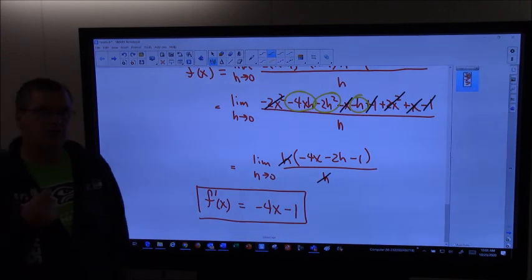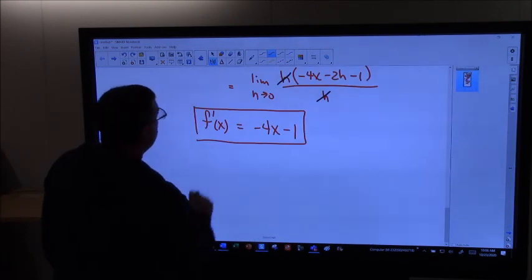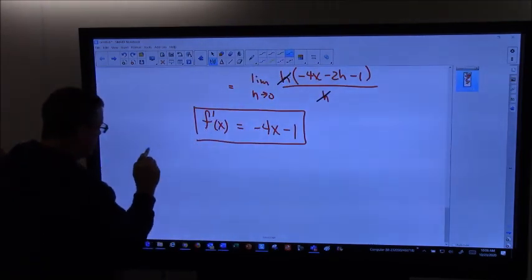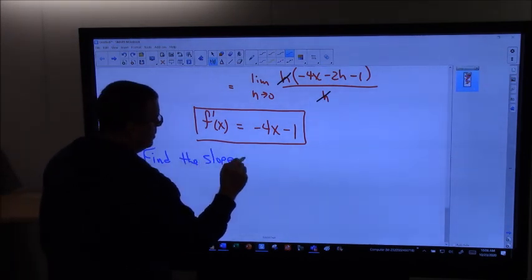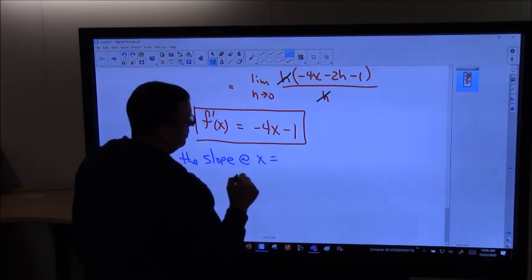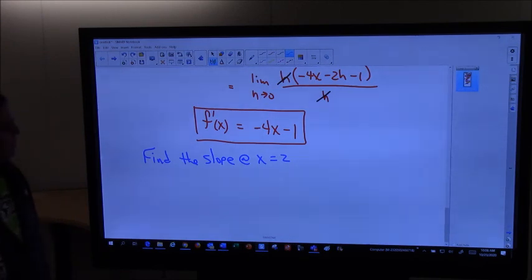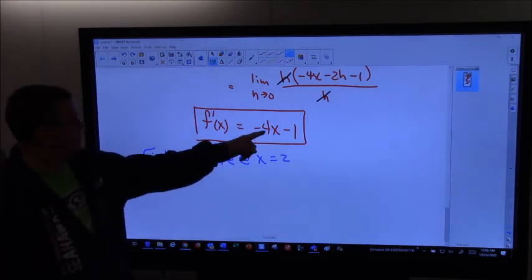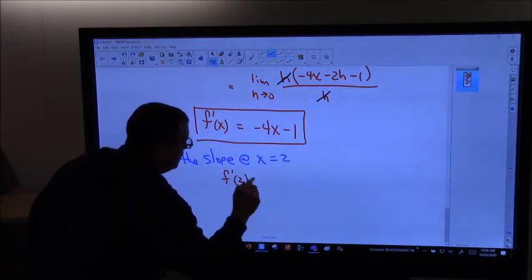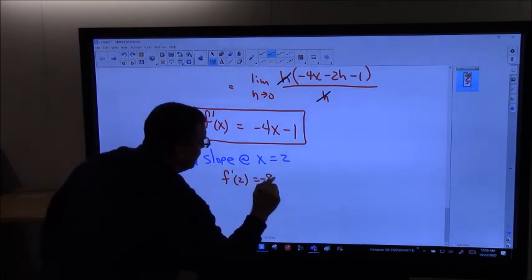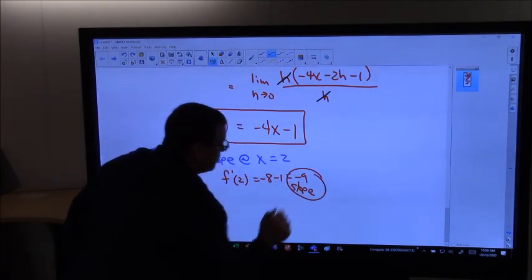And so now there's some other questions that our book can ask. They can say, find the slope at x equals, let's just say 2. Find the slope at x equals 2. Well, that's easy. Just plug it in. Negative 8 minus 1. F prime of 2 is going to equal negative 8 minus 1, which is a negative 9. And remember, that's a slope.